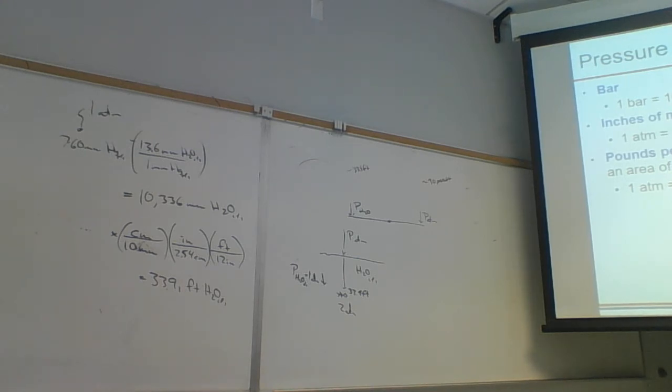And so when you look at the atmosphere and the bar, they are very similar. They're very close to one another here. The atmosphere and the bar. And so what we hear is we hear either atmospheres or millimeters of mercury. What they hear is bar or millibar.